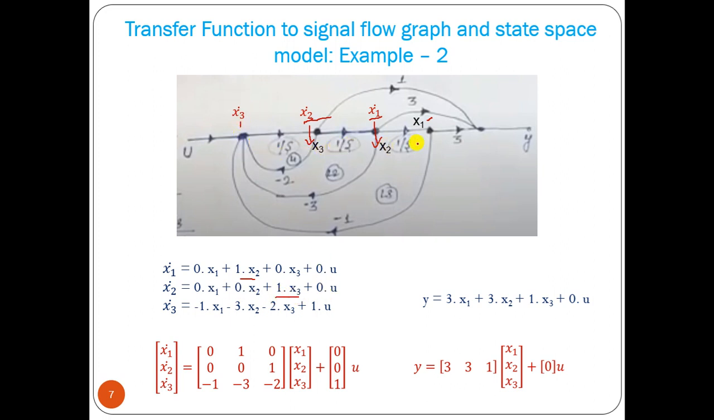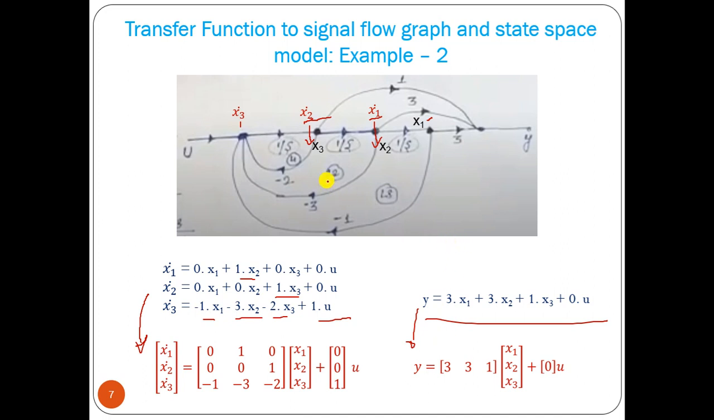x3 dot equals x1 coefficient minus 1, minus 3, minus 2, and u equals 1. From that we can write the matrix. Now the output equation is what? 3x1, 3x2, 1x3, not connected with input directly, so 0. From that we can find out the matrix form. So this is the way.